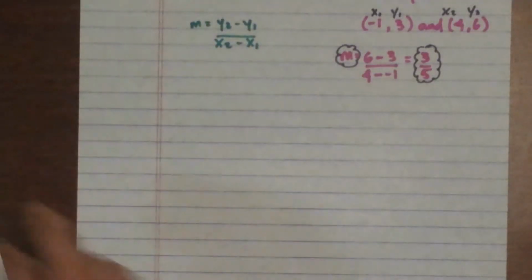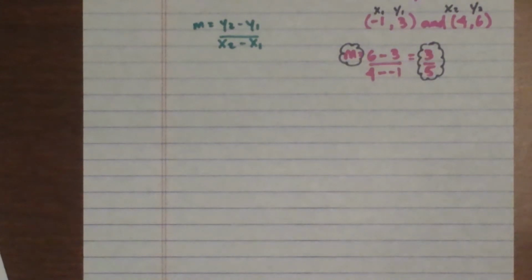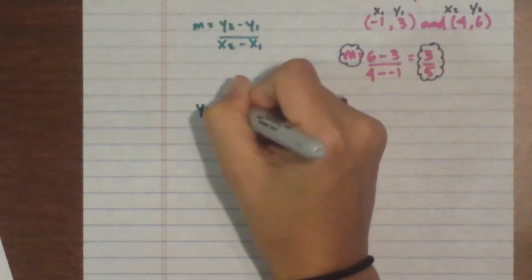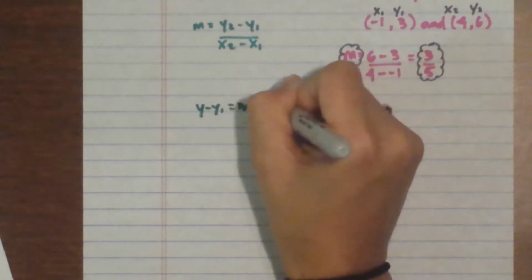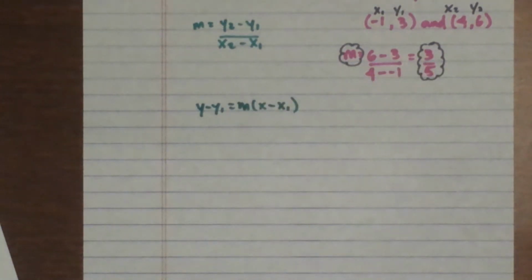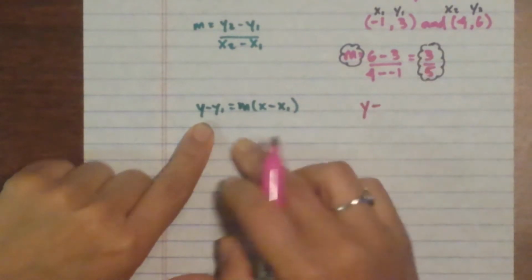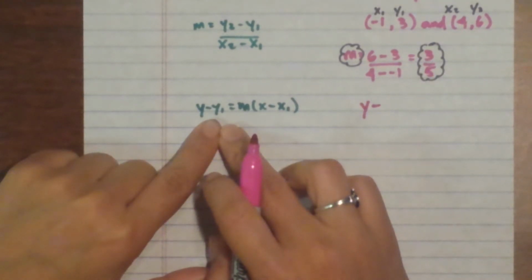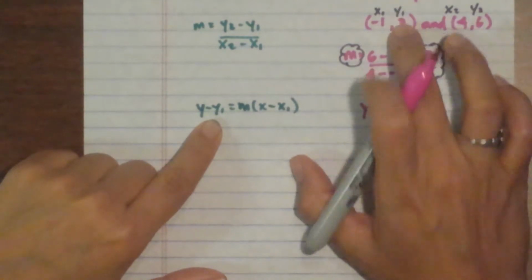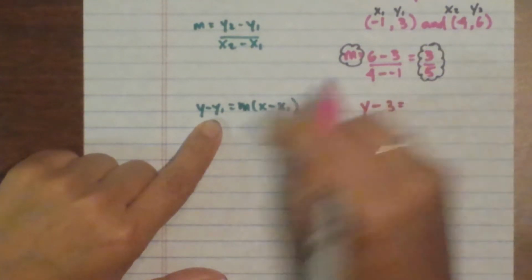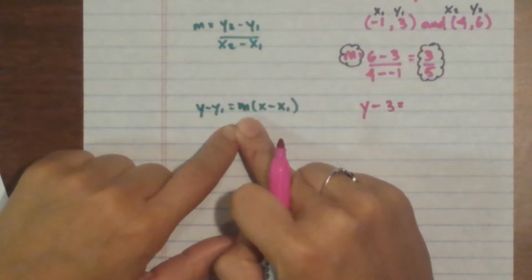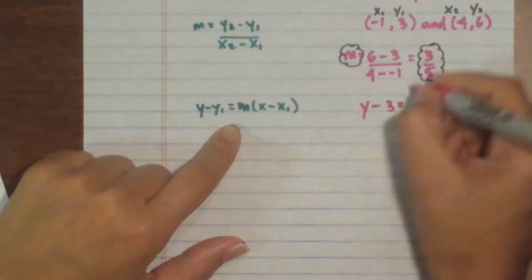Okay, so the very first thing you do is just write it out. So I need y minus y1 equals m times x minus x1. Then all we're going to do is simply plug in the numbers. So I know y minus, what's y1? Remember, it's still labeled, so y1 is 3. So y minus 3 equals m. What's m? M is my slope, 3 over 5.